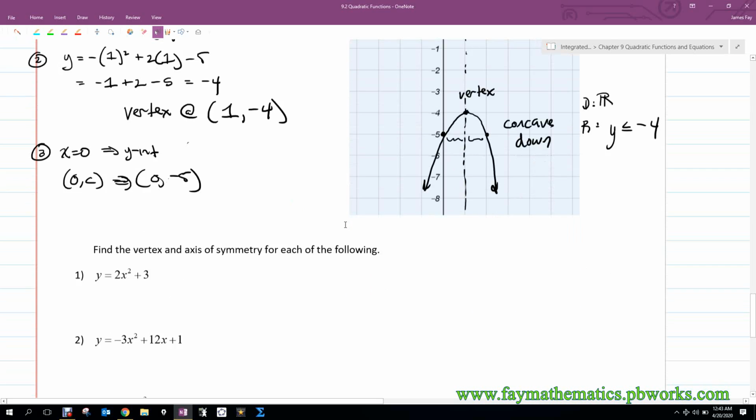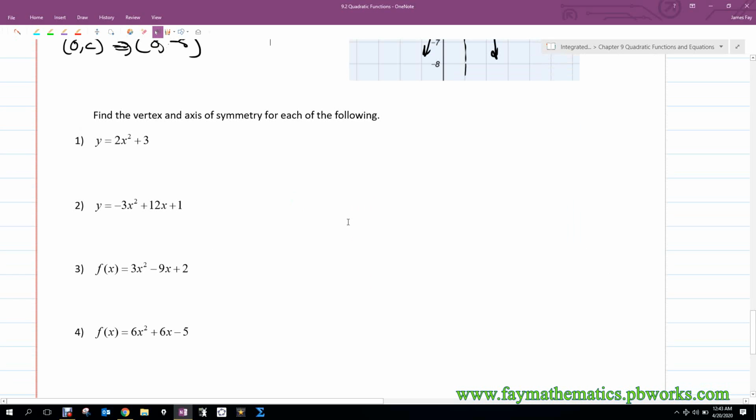All right, so these here, I'm just going to go through quickly and help you find the vertex and axis of symmetry. This one's kind of a trick. There is no b term here. So what this means is I should rewrite this as y equals 2x squared plus 0x plus 3. So now x equals the opposite of b over 2a. Well, the opposite of 0 is 0, over 2 times a, so 0 over 4, which is just 0.